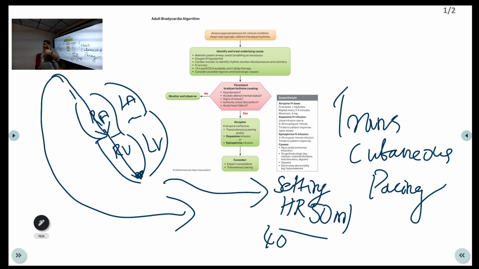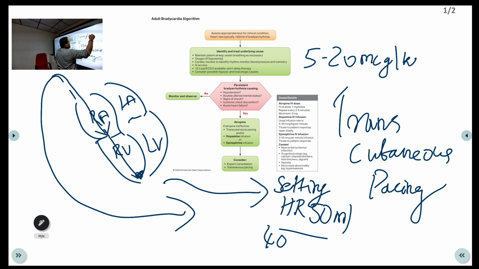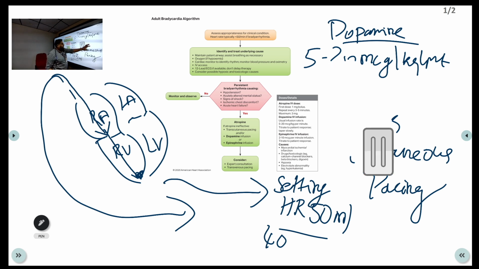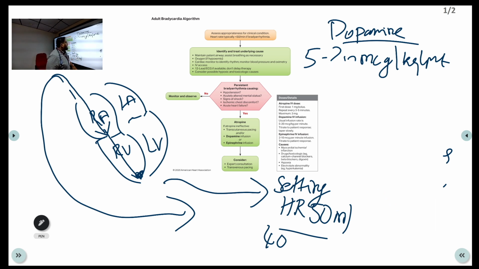So first step, we give atropine. If the atropine fails, you can go with transcutaneous pacing. And you have two other agents that you can try, one is dopamine and the other is epinephrine. These two you can start as an infusion, not as boluses. So the dose of dopamine is 5 to 20 microgram per kilogram per minute. So that is the dose of dopamine that you can start. Dopamine infusion, you can start 5 to 20 microgram per kilogram per minute, or else you can start epinephrine 2 to 10 microgram per minute.